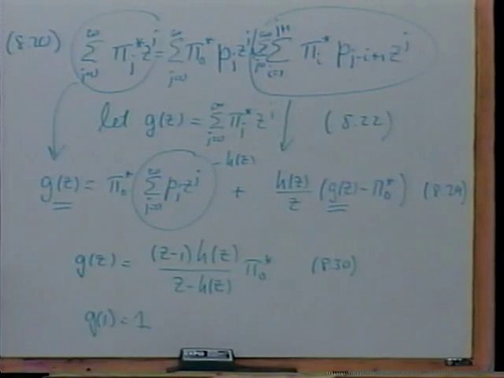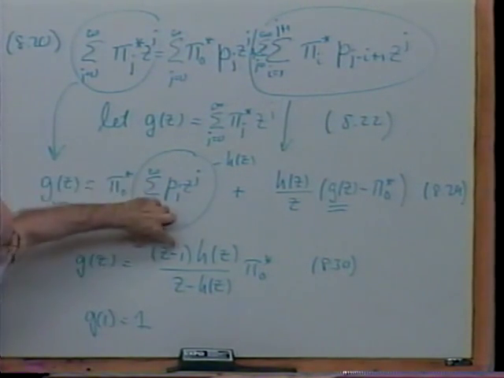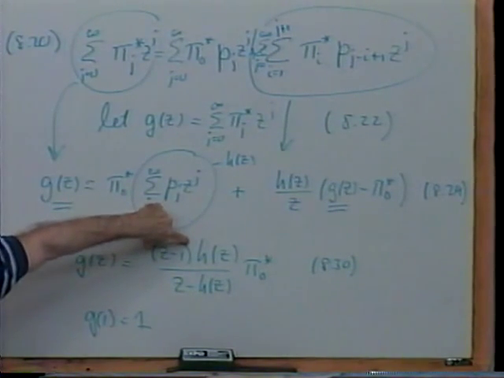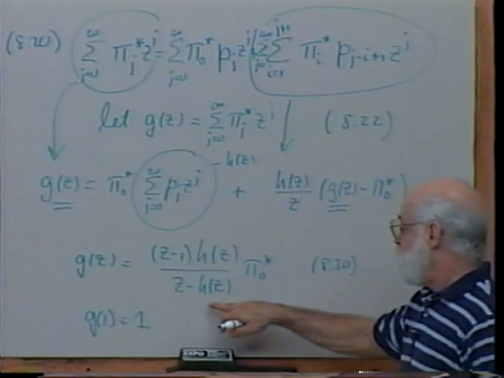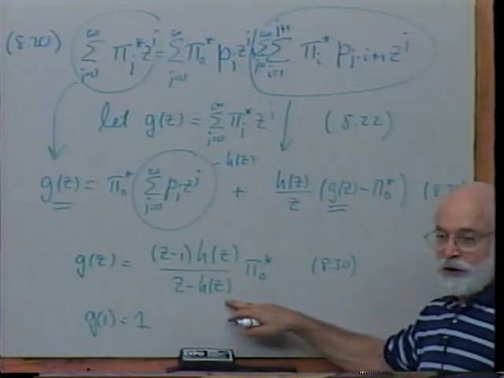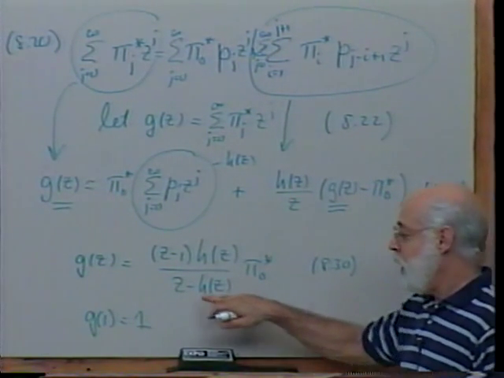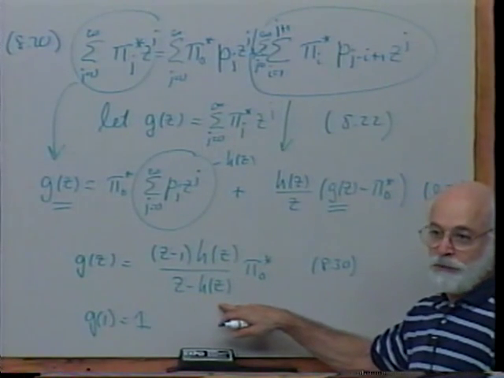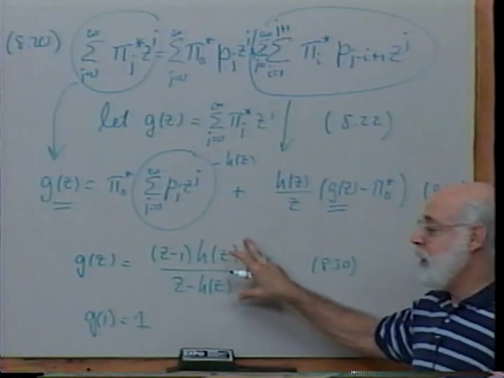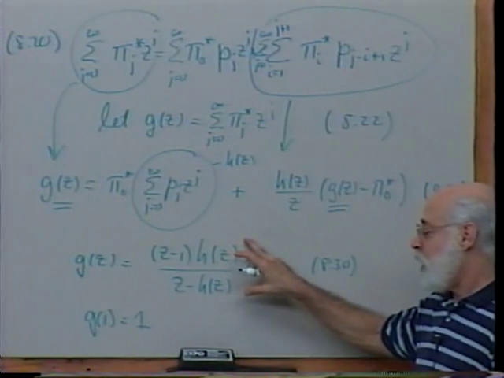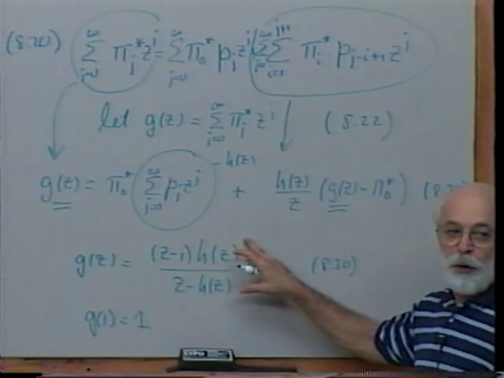But when I plug in z equals 1, I see I have the problem that the numerator is 0 because of the z minus 1. The denominator is also 0 because, since this h of z is a generating function, h of 1 is equal to 1. The denominator becomes 1 minus 1. Okay, so I have an indeterminacy. But that's no big deal. The way I evaluate that is I simply apply L'Hopital's rule.